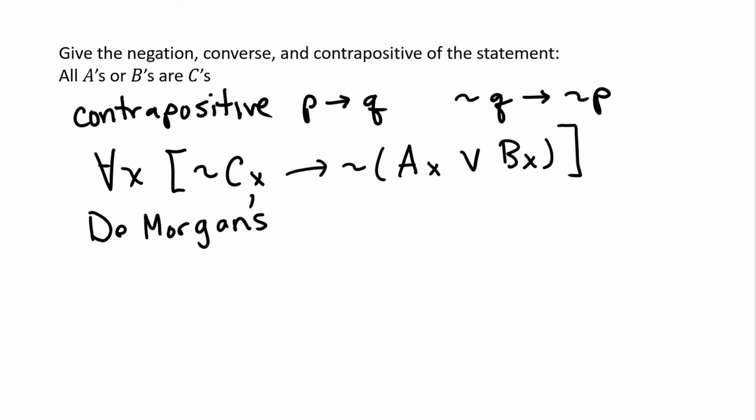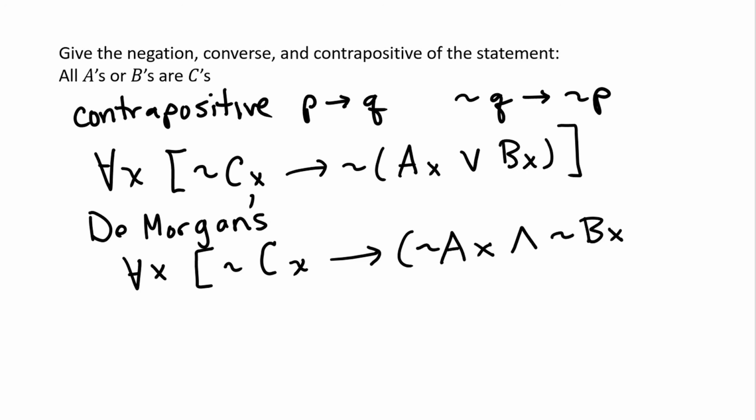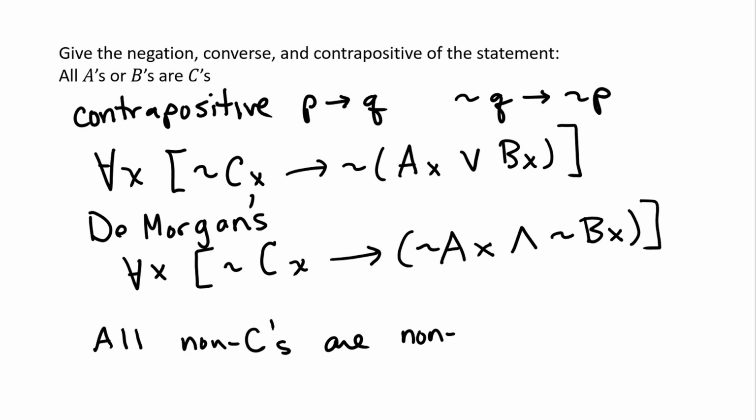And using De Morgan's laws, we would say that for all X, an X that's not an element of C implies that X is not an element of A, and at exactly the same time, X is not an element of B. Again, we need to convert this to an English statement, so I would write this as all non-C's are non-A's and non-B's.